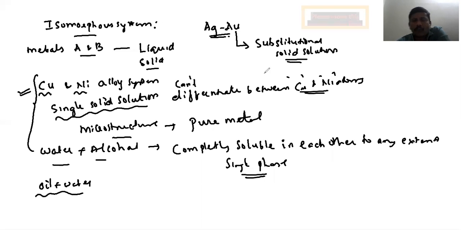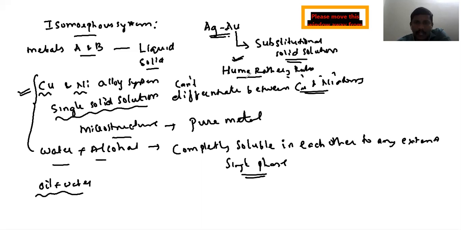So to form a substitutional solid solution, we have some particular principles, known as the Hume-Rothery rules. Based upon the Hume-Rothery rules, we can say whether the components in the alloy system can form a substitutional solid solution, whether the components can be soluble in each other to any extent in the solid state or not.